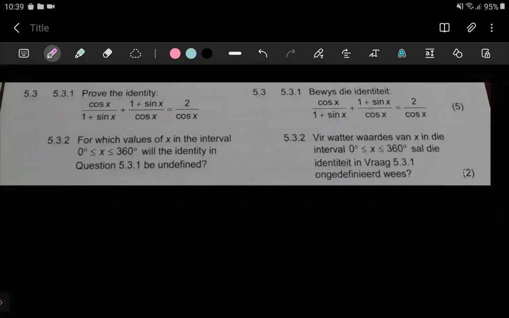Then now they said for 2 marks, for which values of x in the interval 0 to 360 will the identity in question 5.3.1 be undefined? So in terms of something being undefined, you have a few pointers to look out for. The first thing is you want to look out for things like surds.